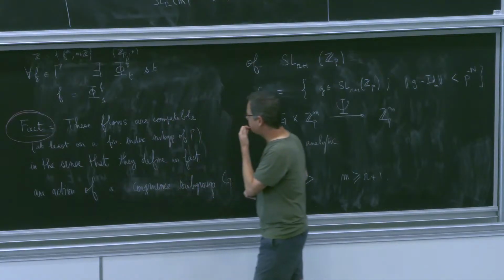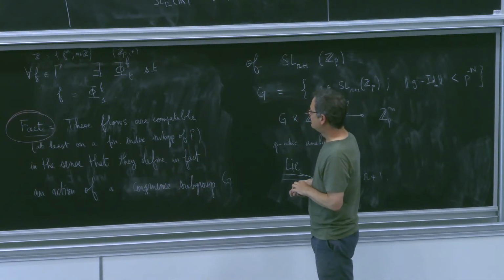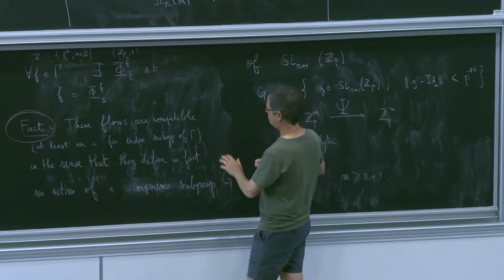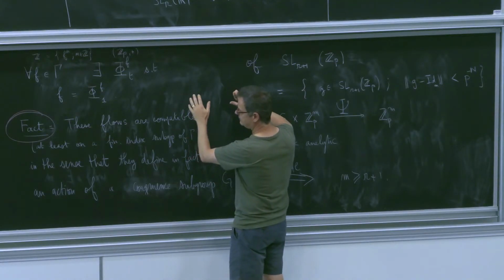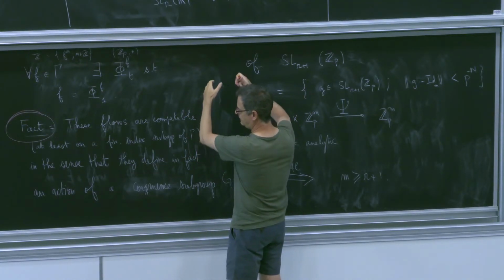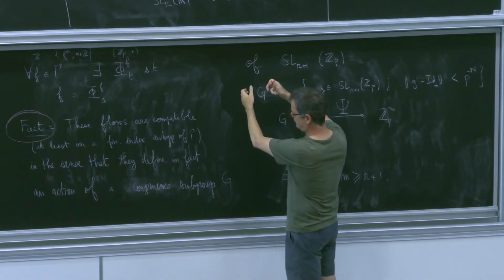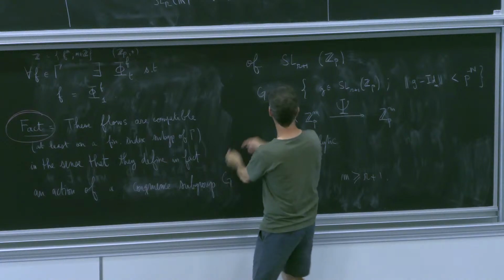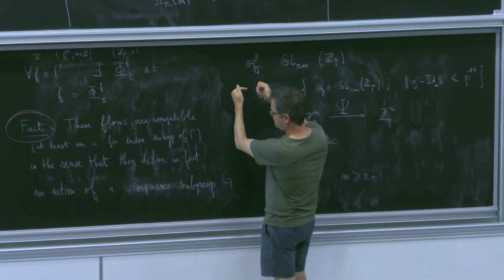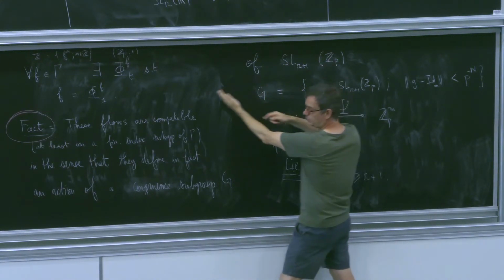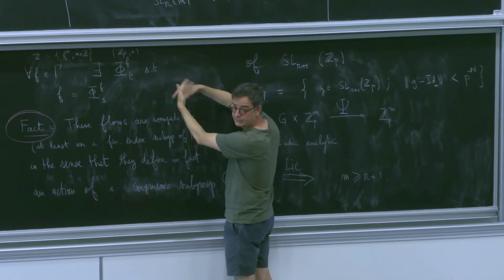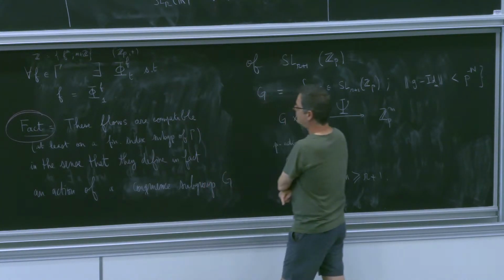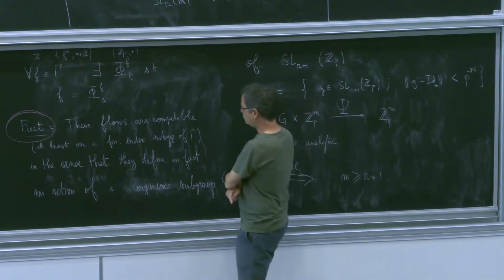How do you prove this fact? I explained that you have this group of p-adic analytic diffeomorphisms, and then you have all these flows, and you want to show that they are compatible to define such an action. So there are relations in this group. You want to show that they are satisfied by these flows.